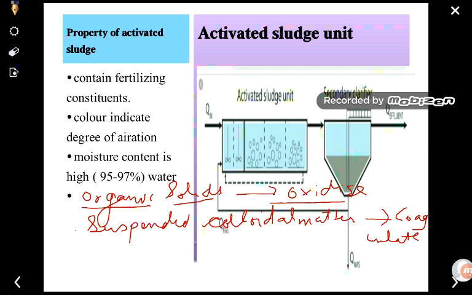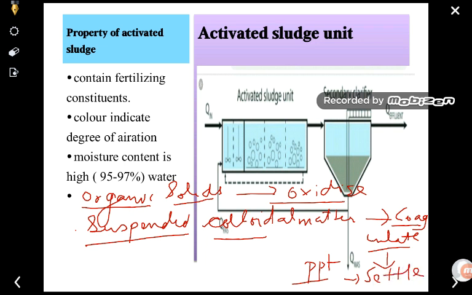The second effect is that the suspended and colloidal matter present usually get coagulated, and they form a rapidly settleable precipitate. This precipitate normally settles at the bottom. So if it settles at the bottom, it can be easily removed.